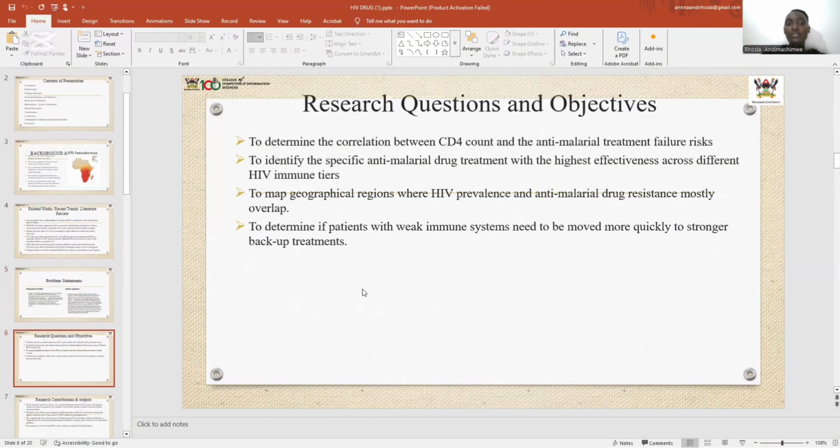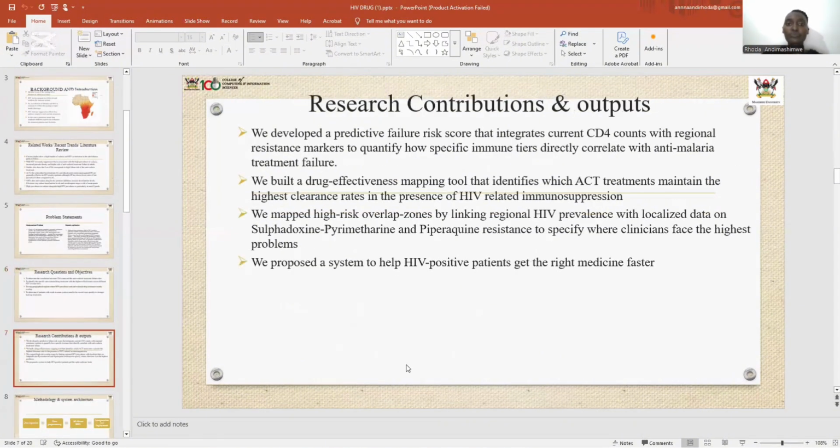Our research questions and objectives are to determine the correlation between CD4 count and the anti-malaria treatment failure risks, to identify the specific drug with the highest effectiveness across HIV immune tiers, and then to map geographical regions where HIV prevalence and anti-malaria resistance mostly overlap. Then we're going to determine if patients with weak immune systems have to be moved to stronger backup treatment.